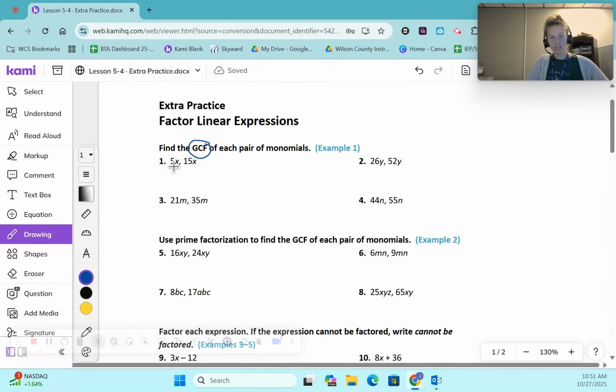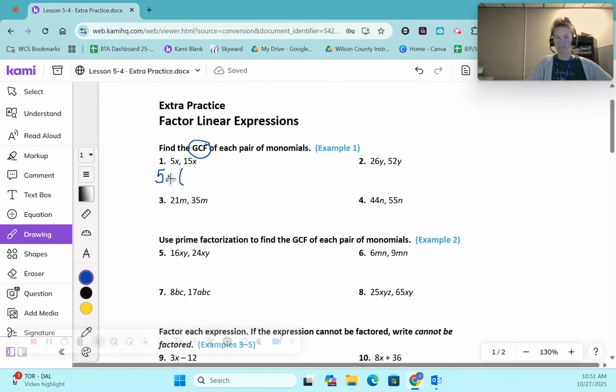So the first ones we're going to take a look at are these monomials. That means numbers with specific terms. Okay, so 5x and 15x, they both have x, so we know that's going to be part of our common factor. And the number 5 goes into both 5 and 15. Since 5 is the largest factor of 5, we know that is the greatest common factor.